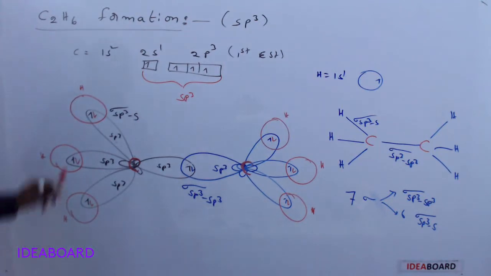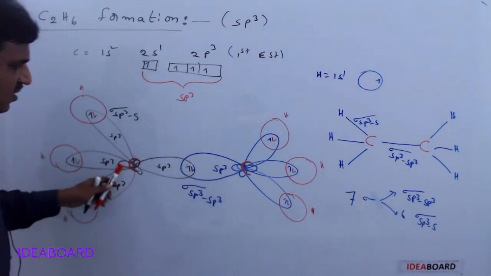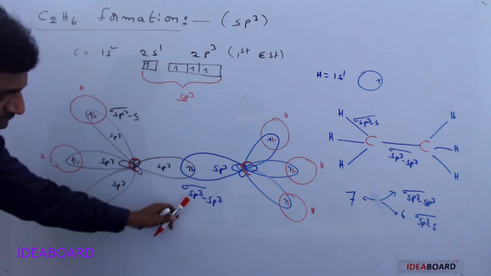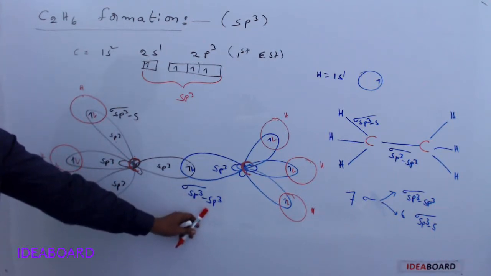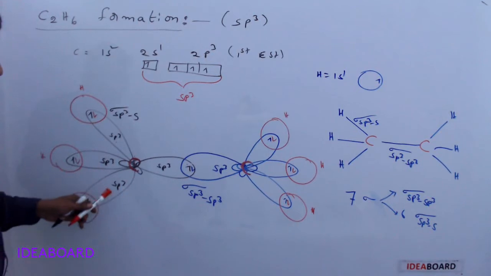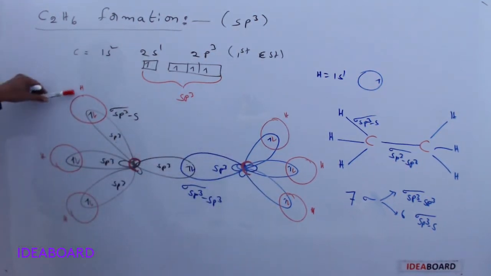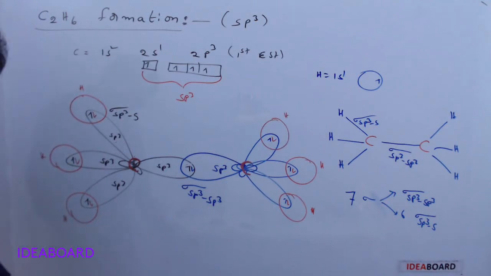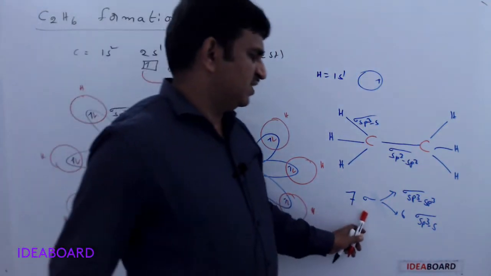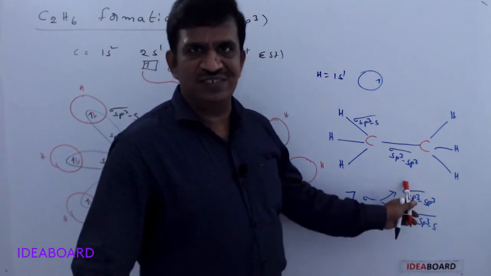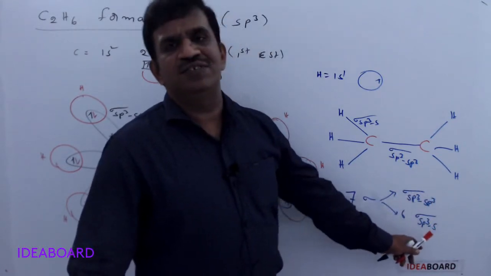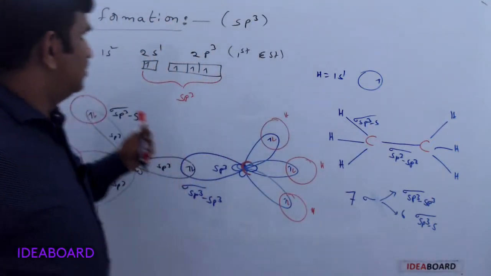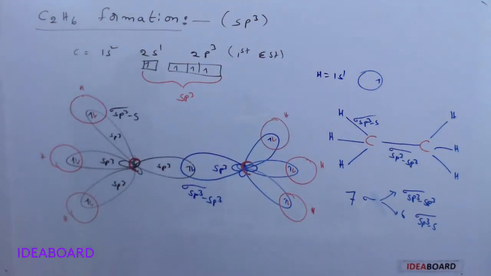So please remember how the C2H6 molecule is formed. Two carbon atoms first overlap linearly with their hybrid orbitals and form a sigma sp3-sp3 bond. Next, the remaining hybrid orbitals of each carbon overlap linearly with the hydrogen atoms and make sigma sp3-s bonds. So in total 7 sigma bonds are present. Out of these, there are two types: one is sigma sp3-sp3, the second is sigma sp3-s bonds. This is the C2H6 molecule formation.